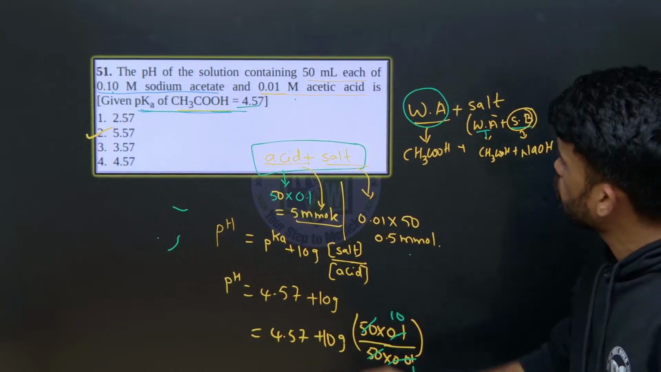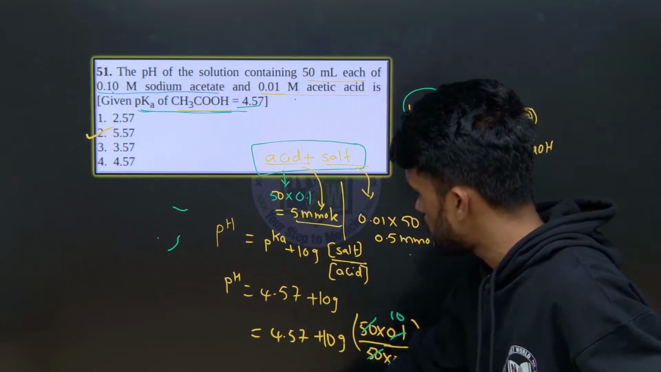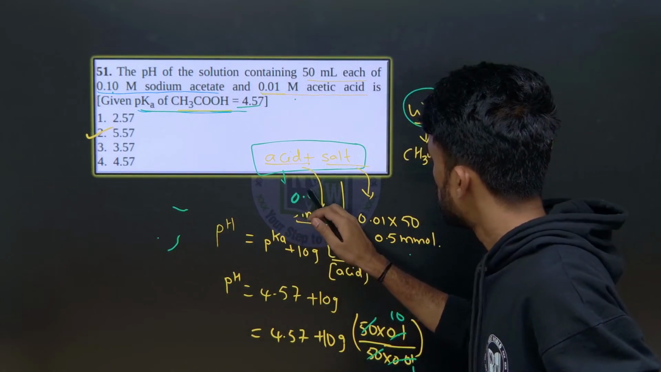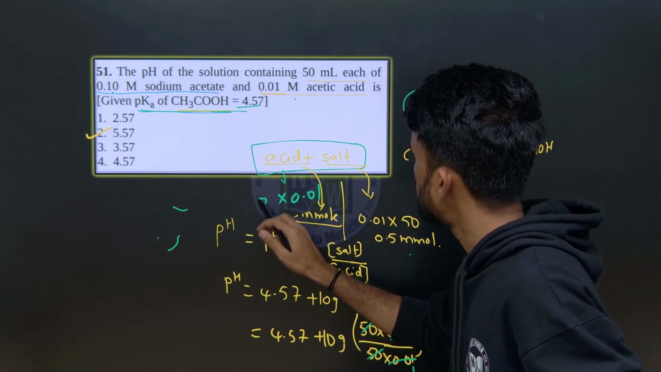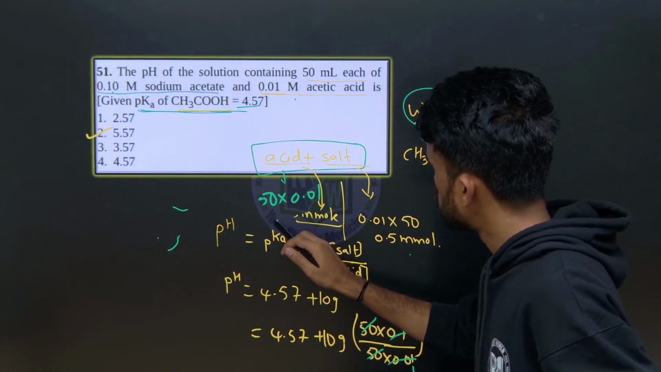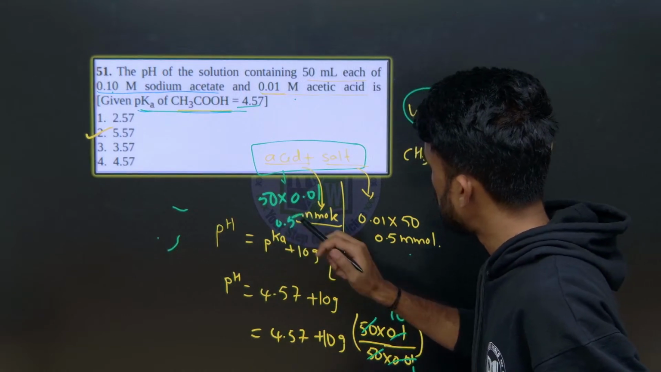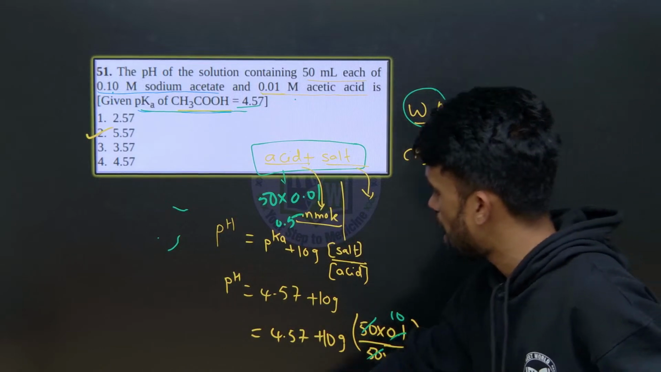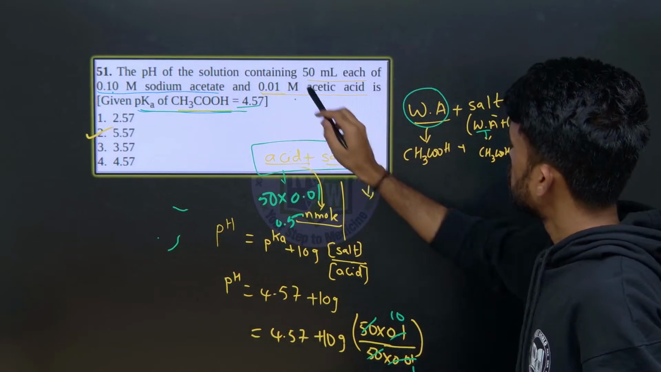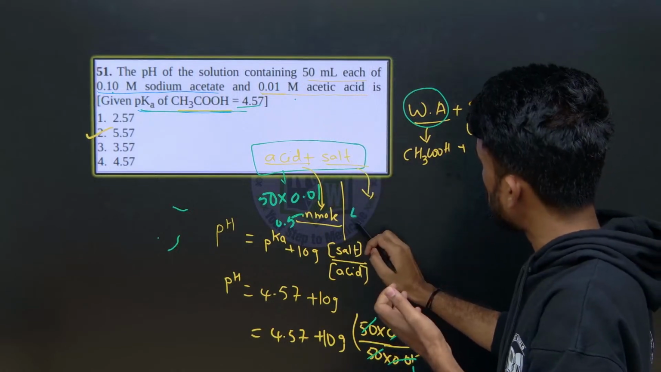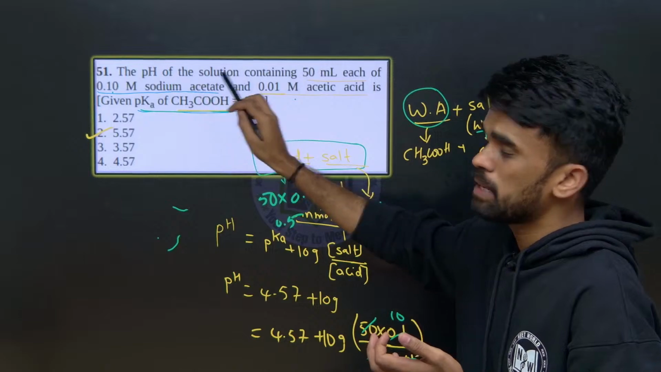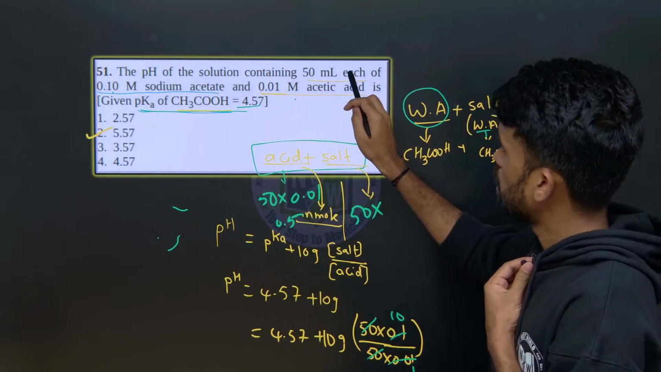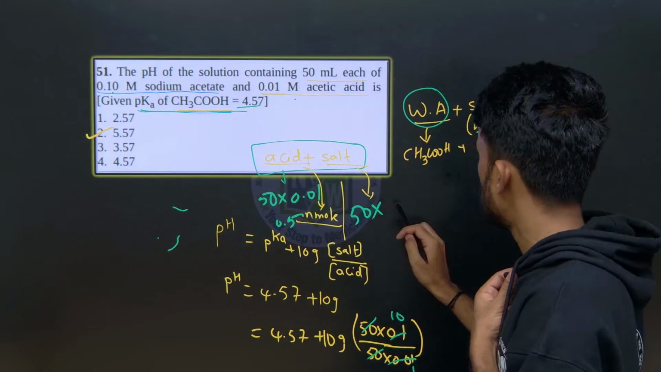Okay, so what I told you: acid is given how much? 0.01. So here acid is given 0.01. Okay, how much volume is mentioned? 50 ml they mentioned. Okay, that will be 0.5 millimoles of acid. Again, what is the salt given? 50 ml of each, 50 ml salt and 50 ml of acetic acid is given. So 50 ml of each means 50 ml salt with concentration 0.1.